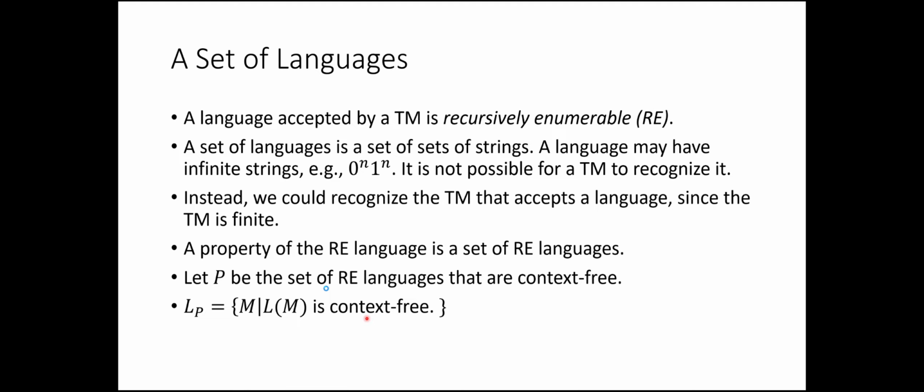So if you collect those Turing machines together, here the Turing machine simply means the encoding, the binary encoding, for the Turing machine. A binary encoding is a binary string, by the way. So L_P is a set of those binary strings for those Turing machines, and those Turing machines accept languages that are context free. So basically, L_P is this. When we say P is decidable or undecidable, we simply want to check if L_P is decidable or undecidable.